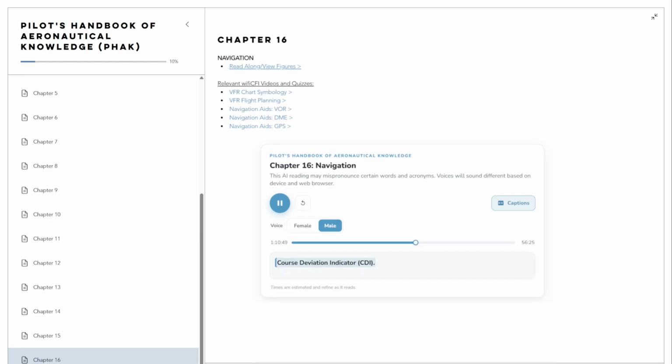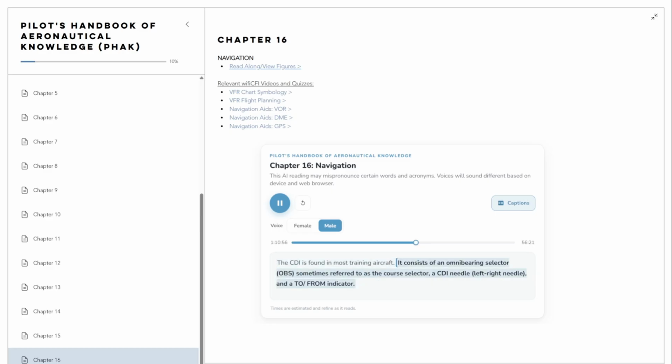Course deviation indicator, CDI. The CDI is found in most training aircraft. It consists of an omnibearing selector, OBS, sometimes referred to as the course selector, a CDI needle, left-right needle, and a TO/FROM indicator. The course selector is an azimuth dial that can be rotated to select a desired radial or to determine the radial over which the aircraft is flying. In addition, the magnetic course, TO, or from the station can be determined.